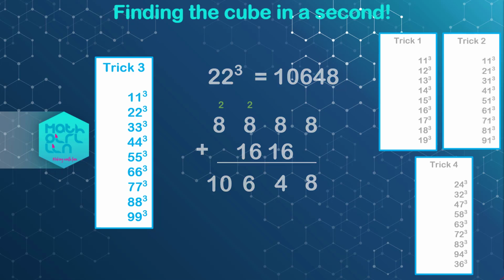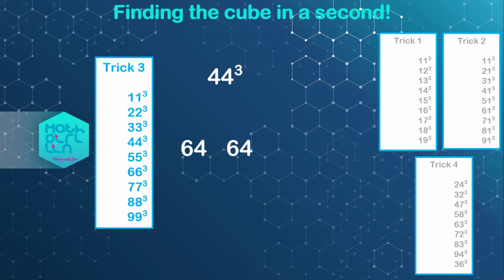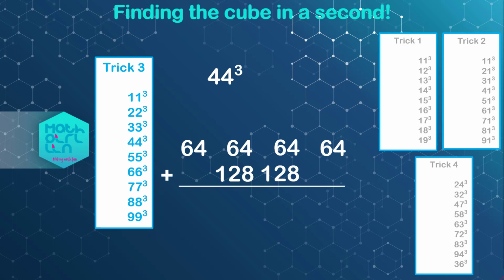44 cubed. We cube the unit digit and write it 4 times. 64, 64, 64, 64. We double the second and third set. Double of 64 is 128. Now just add. From 64, you write the unit digit and carry the 6 over. Now we have to add 128 plus 64 plus 6. 64 plus 6 is 70 and 128 plus 70 is 198. We write the 8 and carry the 19 over.